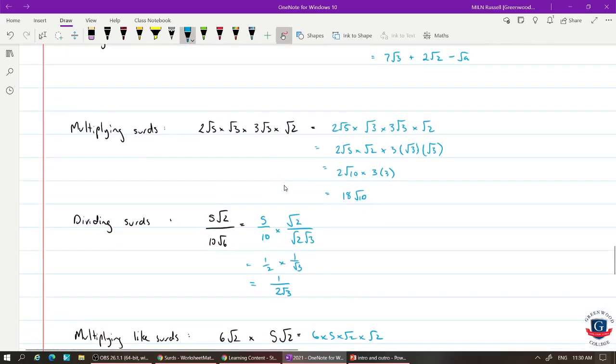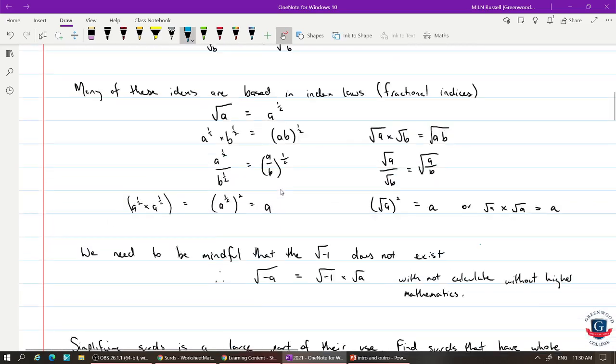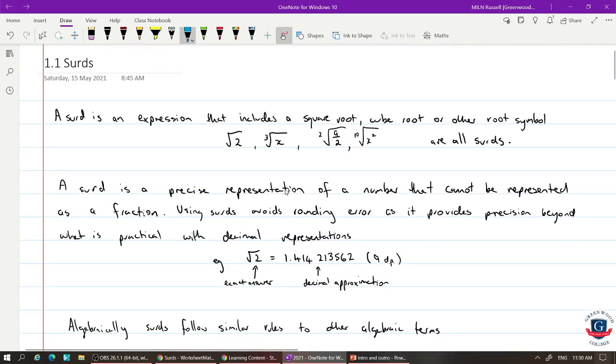That's a bit of a reminder of what we've done with surds this term. I've put some example exercises on Connect. It's probably worth having a look at. Thanks everyone.